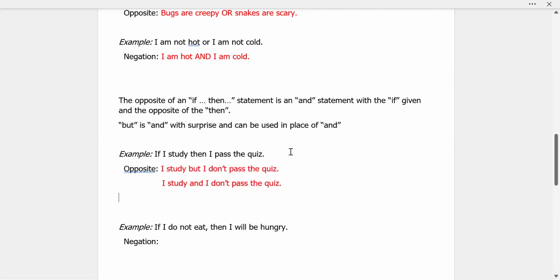I say if I study, then I pass the quiz. If that's a lie, then I study, but I don't pass is the truth. If I study, then I pass is a lie, then I study, but I don't pass is the truth. Okay, so the opposite of an if-then, or a hypothesis then a conclusion, is the hypothesis and not the conclusion. The hypothesis and not the conclusion. Let me write that up here. If hypothesis, then conclusion.